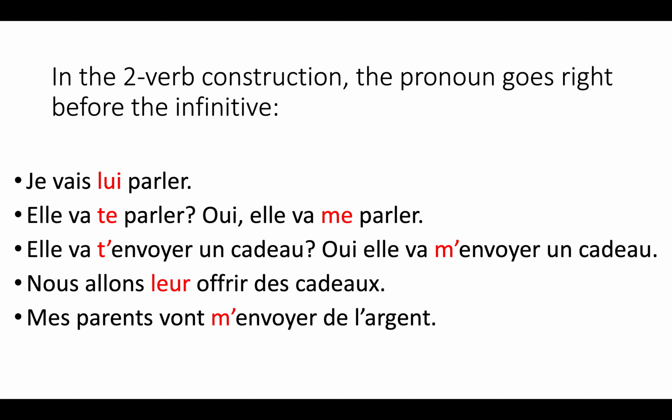In the two-verb construction, what's the two-verb construction? Remember that? You have a conjugated verb followed by an infinitive. In the two-verb construction, the pronoun goes right before the infinitive. Je vais lui parler. So the infinitive is the unconjugated verb, right? So you see je vais, that's a conjugated verb, and then lui, and then parler.